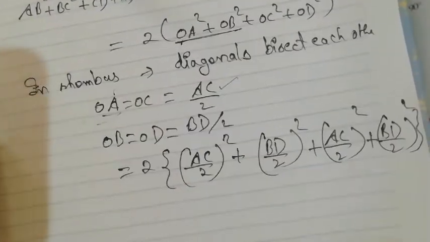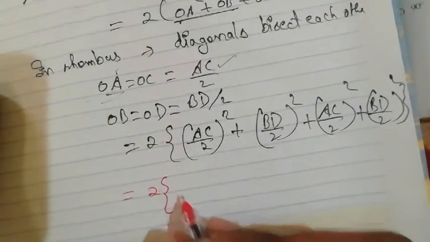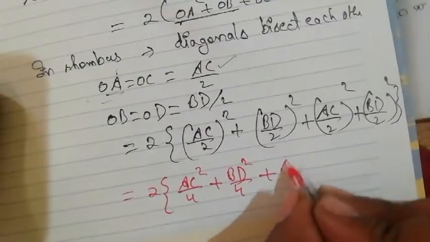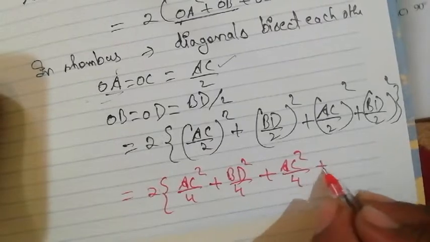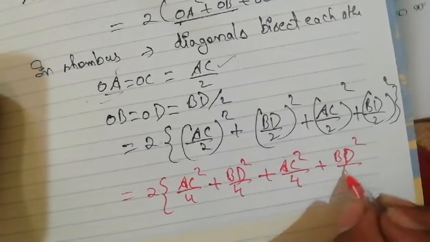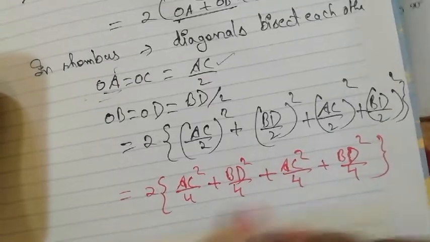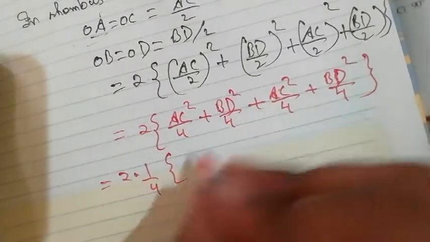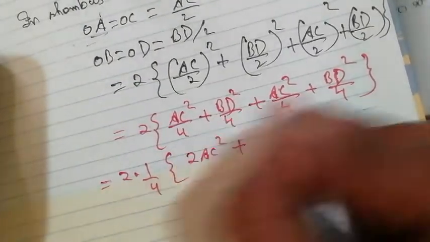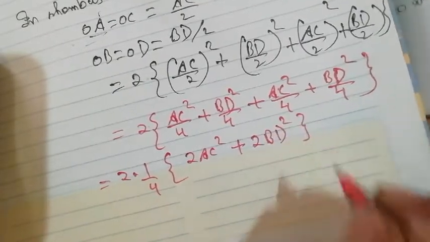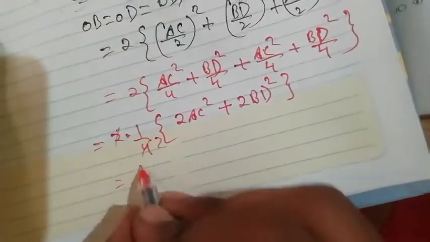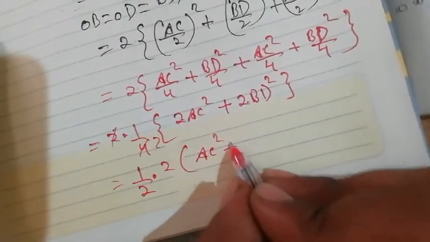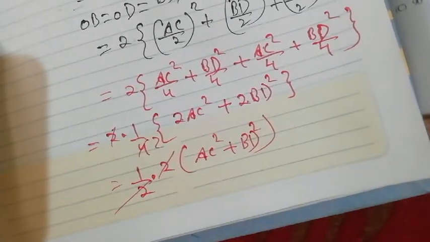Now I am going to solve this. So here we will have AC square by 4 plus BD square by 4 plus AC square by 4 plus BD square by 4. Now we can take 1 by 4 as common. So here we have 2 into 1 by 4. Look, AC square and AC square will become 2AC square, plus 2BD square. Now 1 by 2 into, this 2 can be taken as common. So in the bracket we have AC square plus BD square. Now these 2 and 2 will get cancelled out.